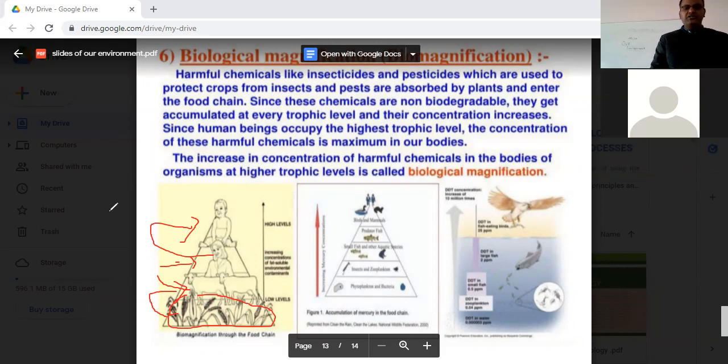So gradually what we are seeing is that the concentration of this harmful chemical goes on increasing along the successive trophic levels of the food chain. And this very phenomenon of the increase in the concentration of the harmful chemical in the body of the organism at the higher trophic level, or along the successive trophic levels, is called biomagnification.